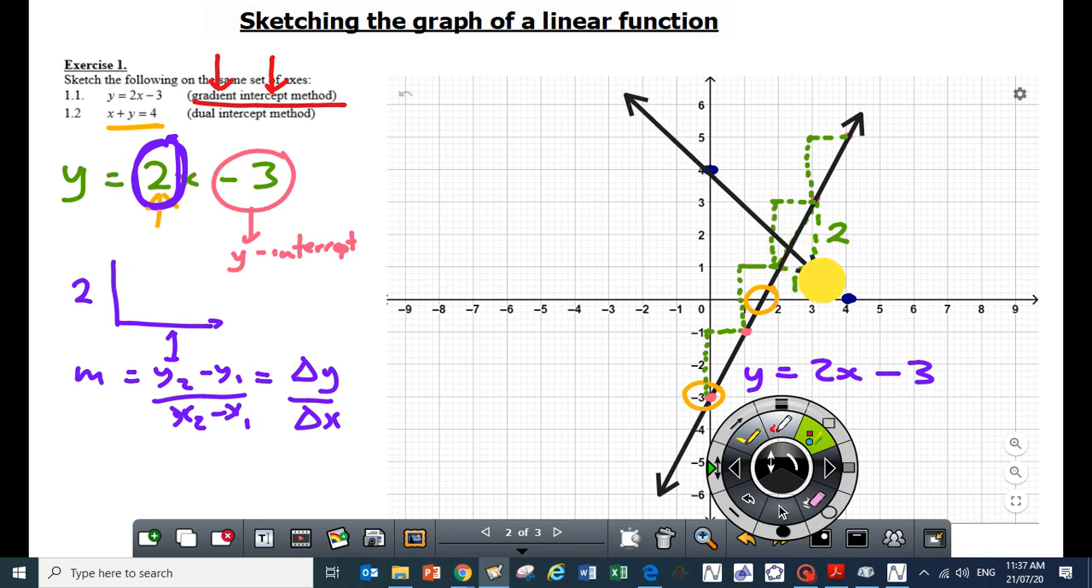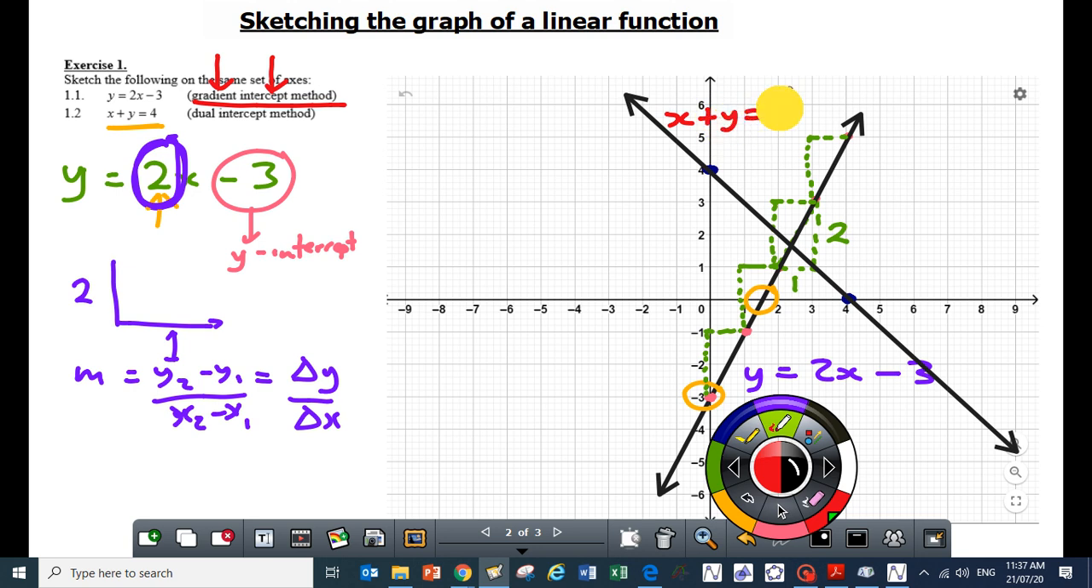It's not allowing me to change the color anymore. Anyway, my straight line is going to look like that. That's my straight line. Then I need to label it. I label it. This line is x plus y equal to 4. I hope you can see or understand what I just did there.